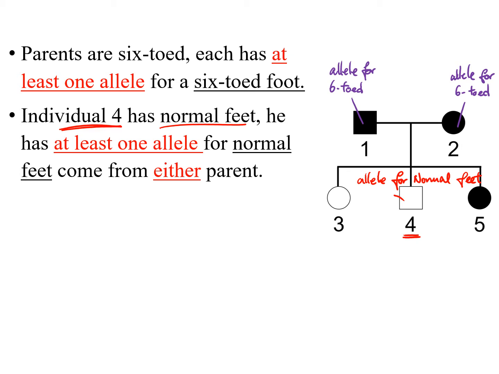And since 4 is the offspring of parent 1 and 2, individual 4 must get this allele of normal feet from their parent. So it must come from either parent 1 or come from parent 2. Therefore, we will say individual 4 has normal feet. He has at least one allele for normal feet, and it comes from either parent 1 or parent 2.